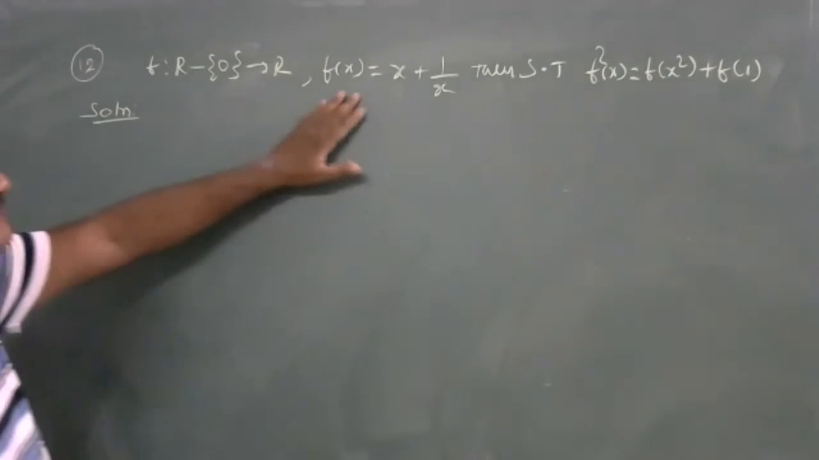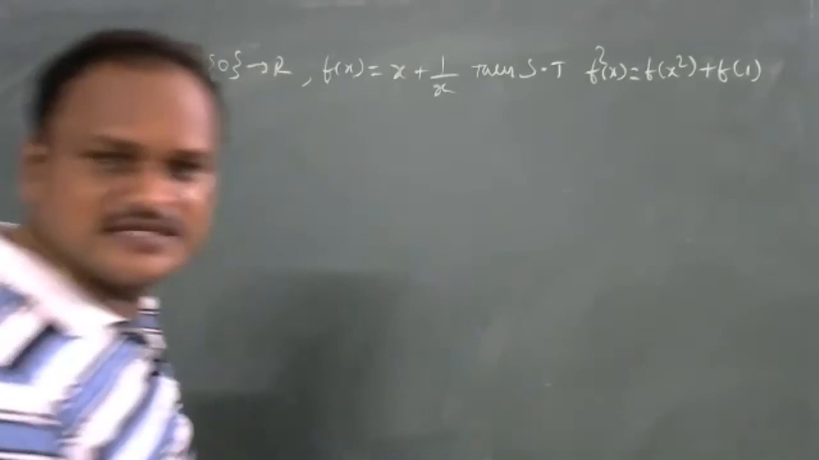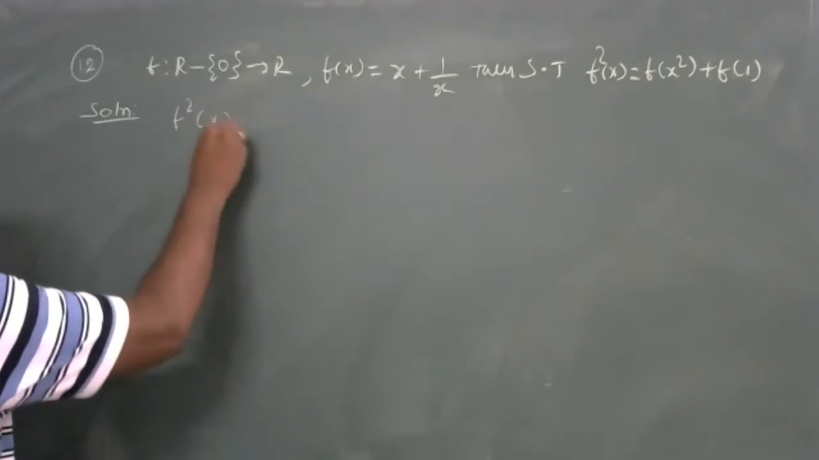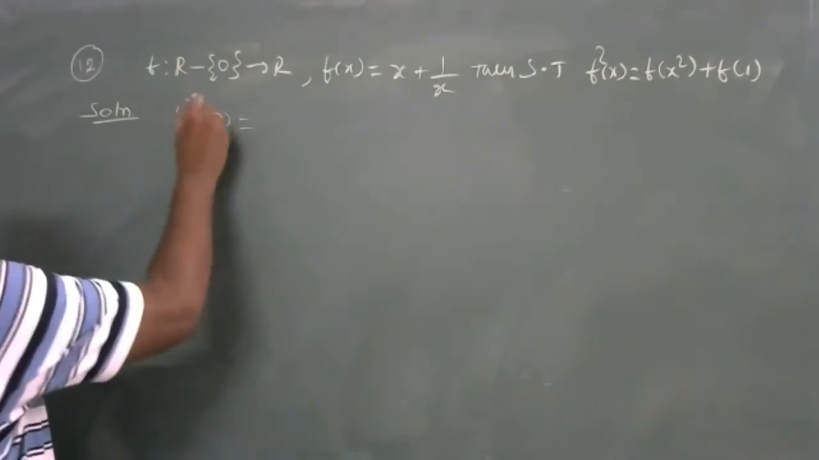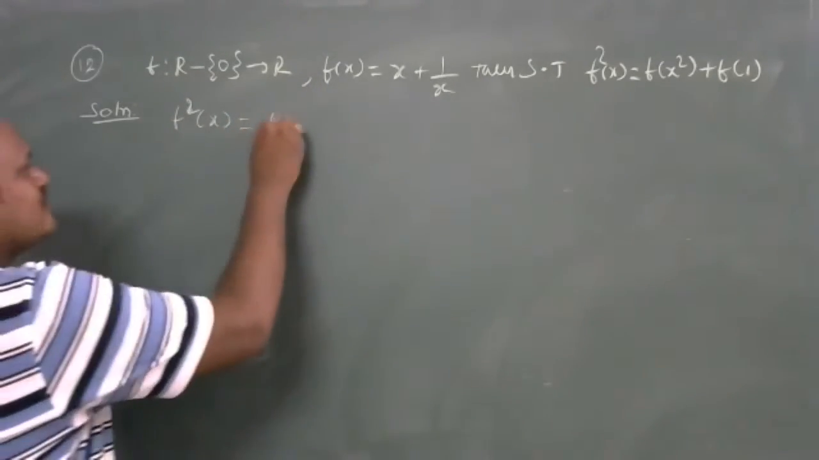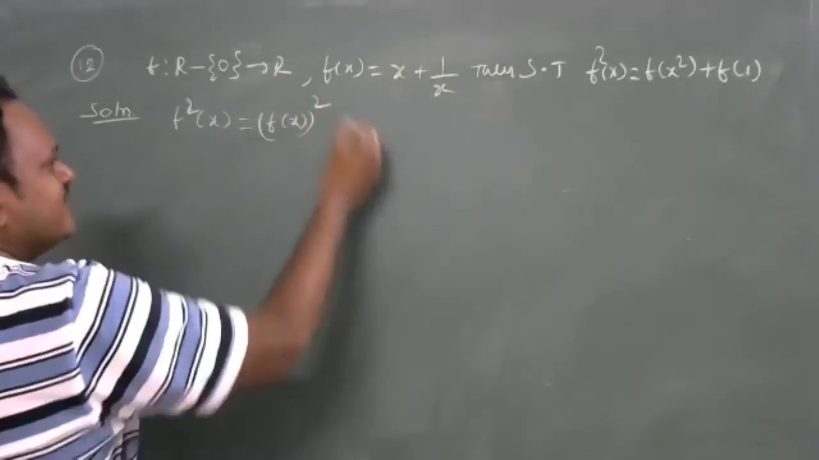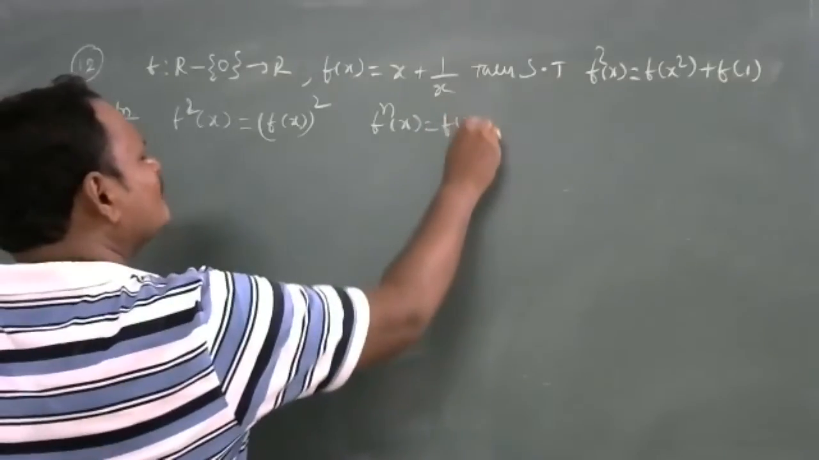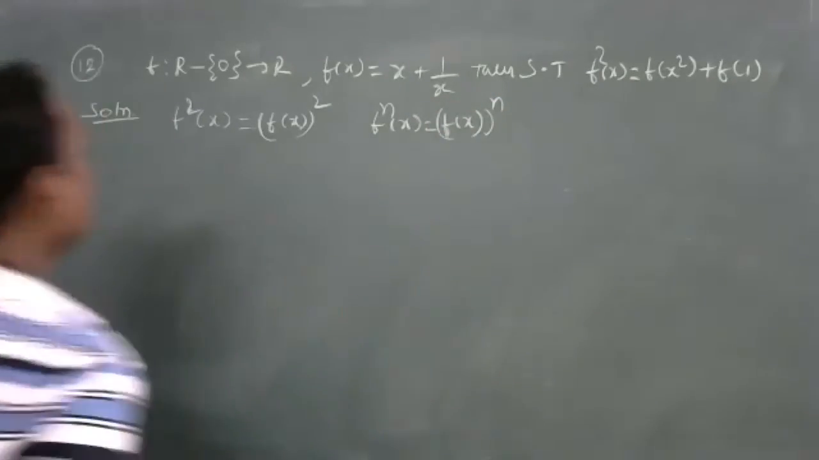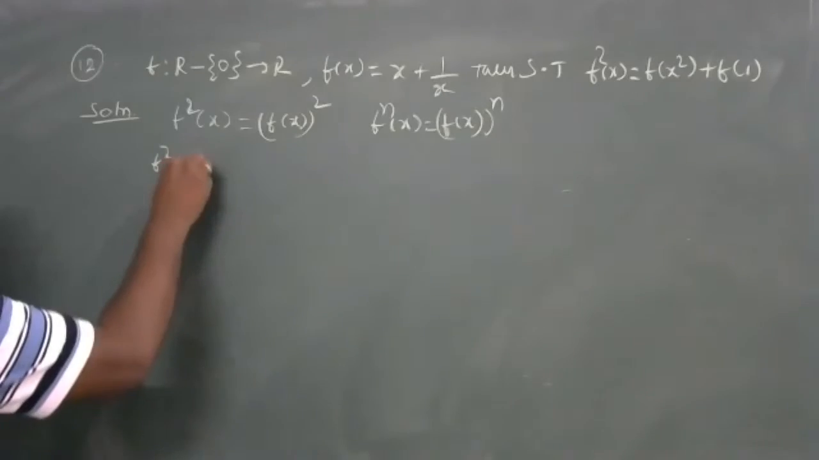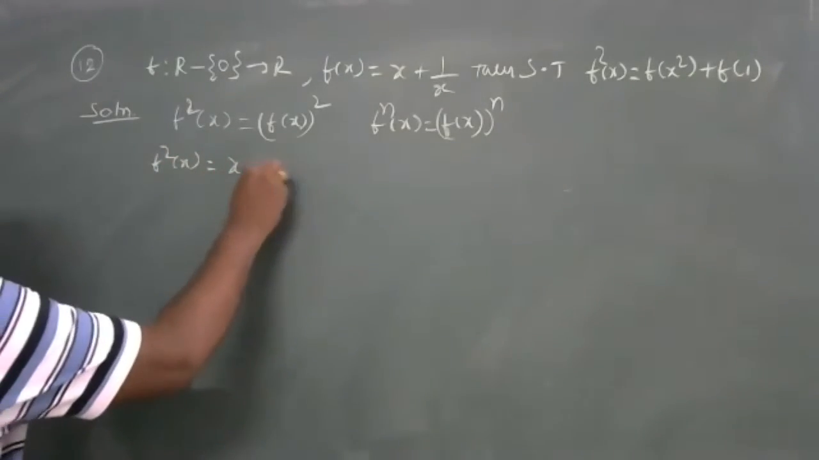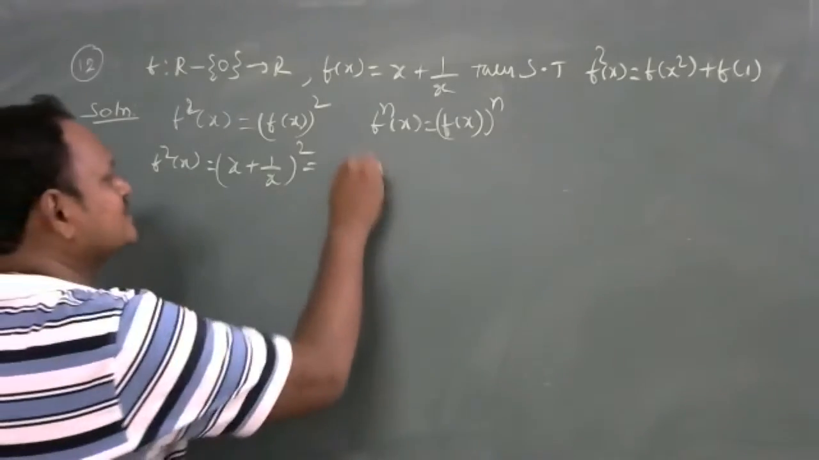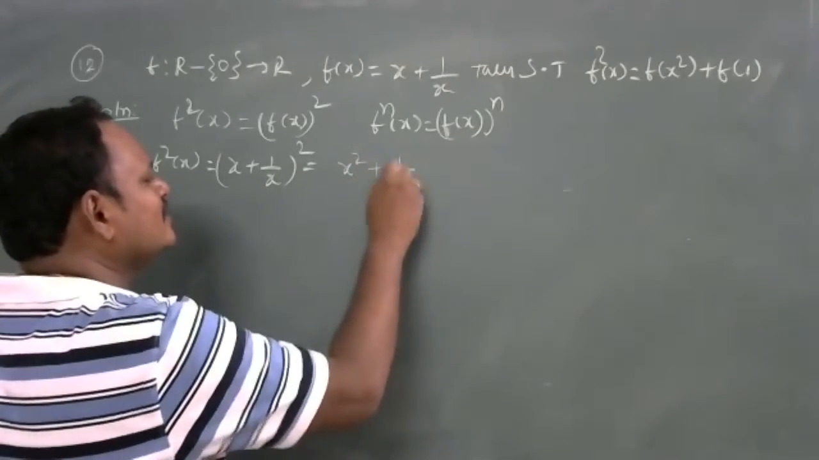See, f of x equal to x plus 1 by x is given. We need f square of x. F square of x means, from algebra of operations, f square x equals f of x whole square, because f power n of x is nothing but f of x whole power n. Therefore, f square of x is nothing but f of x whole square, means x plus 1 by x whole square. This is now x square plus 1 by x square.